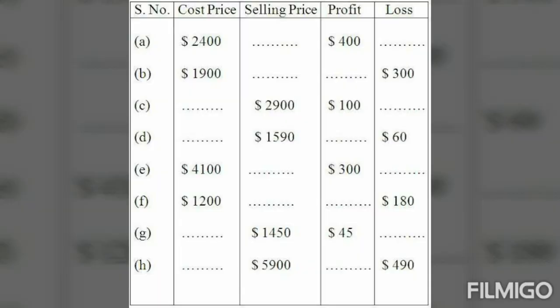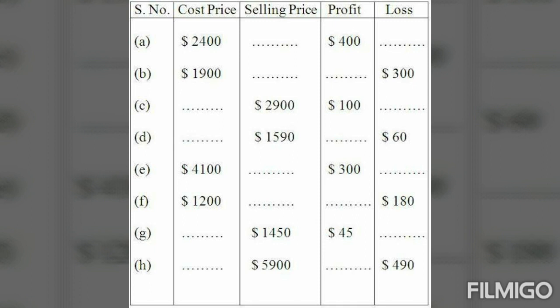Now students, I have given you a few questions that you have to do by yourself. You can see in the first question the cost price is 2400 and there is a profit of rupees 400. So you can find out the selling price. We know that selling price is equal to cost price plus profit. It means 2400 plus 400, that is 2800.